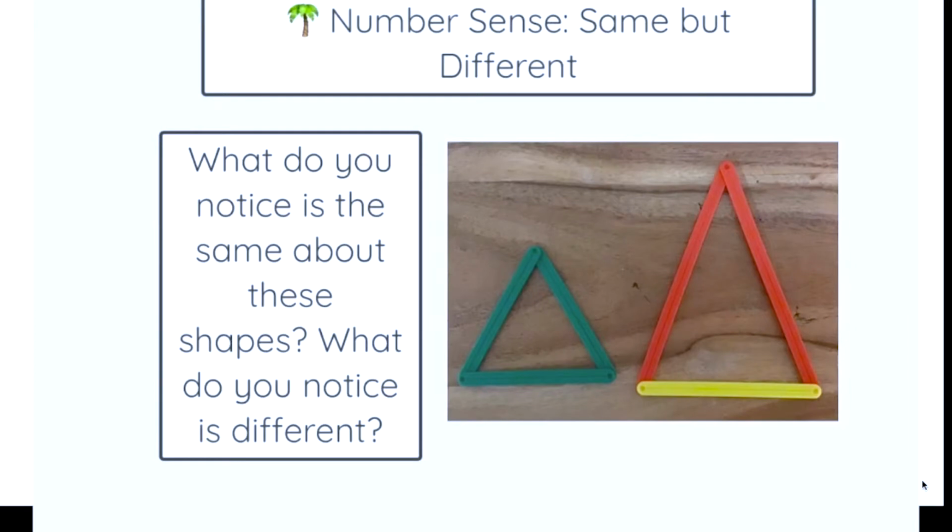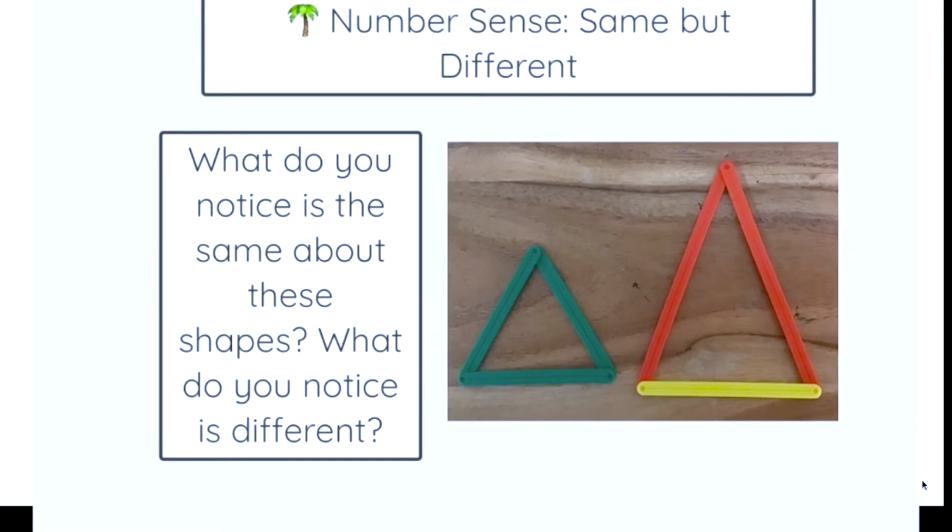Let's get started. Number sense routine focuses on identifying characteristics of these two shapes that are similar and that are different. So the first thing that I'm noticing that's the same about these two shapes is that they're obviously both triangles. They both have 3 sides and 3 angles. I'm also noticing that all of the angles on both triangles are acute, meaning that they're all less than 90 degrees. So they also have that in common, that they are both acute triangles.